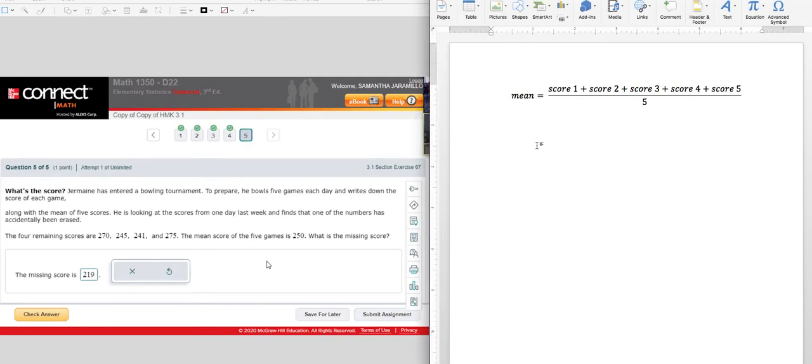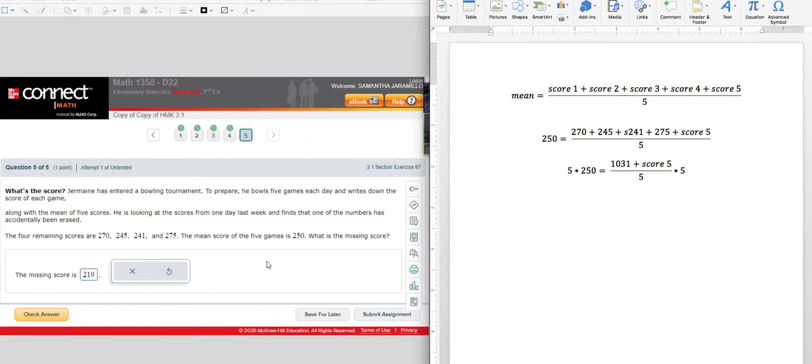So you'd still use that same equation, and then you will plug in the numbers that you have for scores 1, 2, 3, and 4, and for the mean. So the mean is 250, and score 1 is 270, score 2 is 245, score 3 is 241, score 4 is 275, score 5 is what we're solving for, and then it would be divided by 5, that you don't need to change.